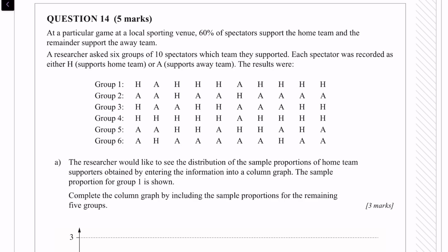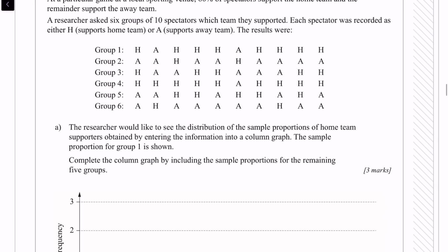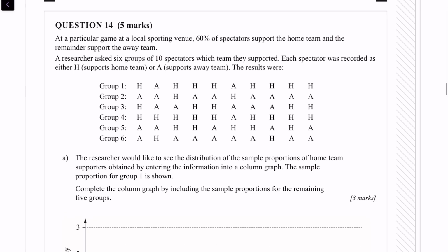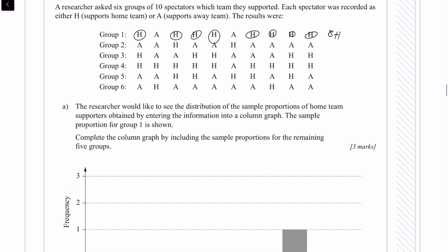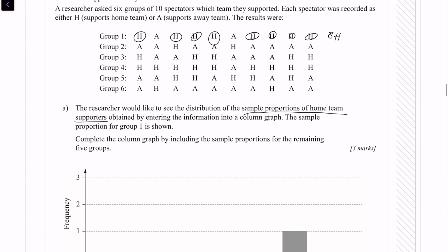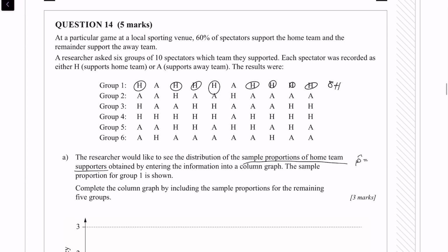All right, so here they've already done group 1, and we can verify that and see what they did. So what they did was they counted the number of H's. So 1, 2, 3, 4, 5, 6, 7, 8. So 8 H's, and because there are 10 spectators in each group, the sample proportion for home team supporters was 0.8. And so that's our p hat, 0.8, for group 1.